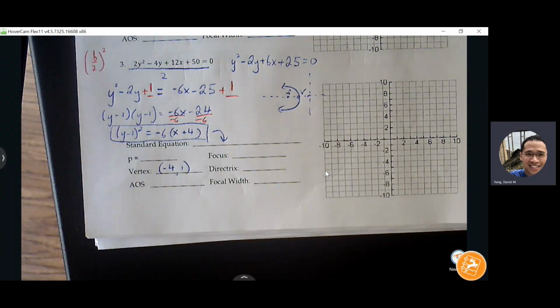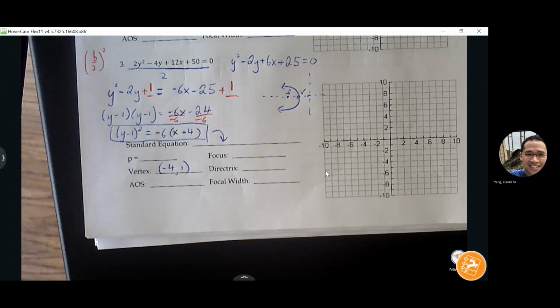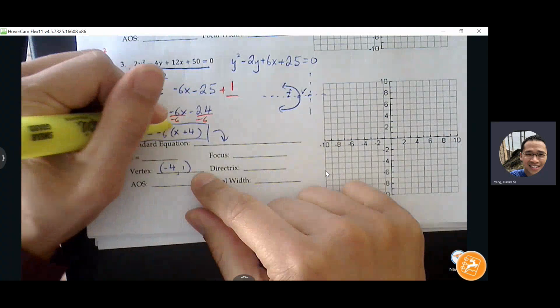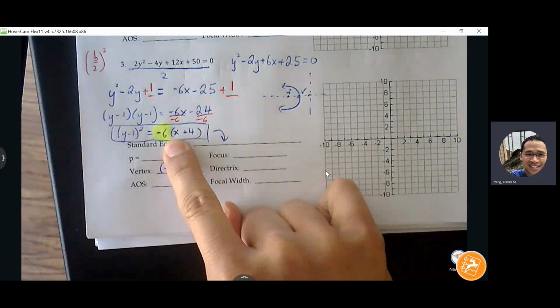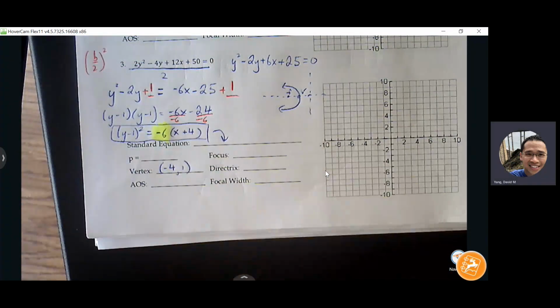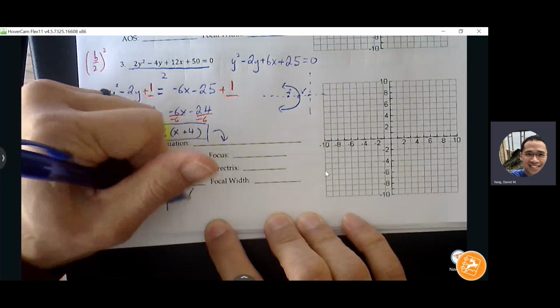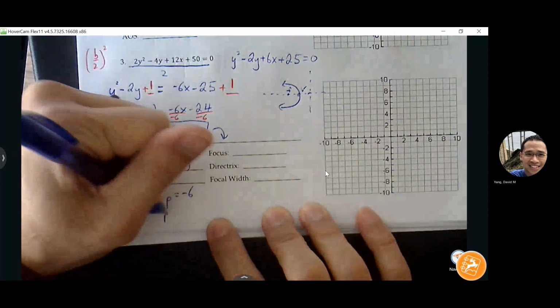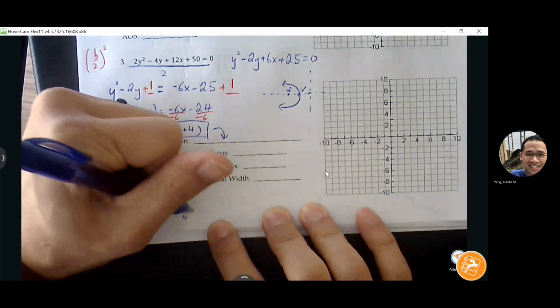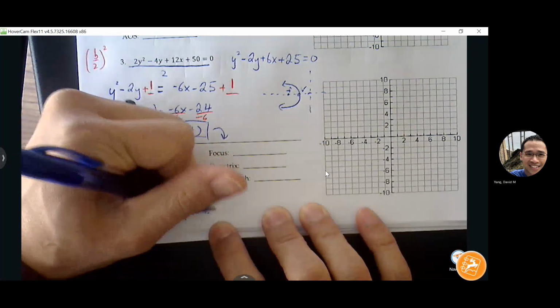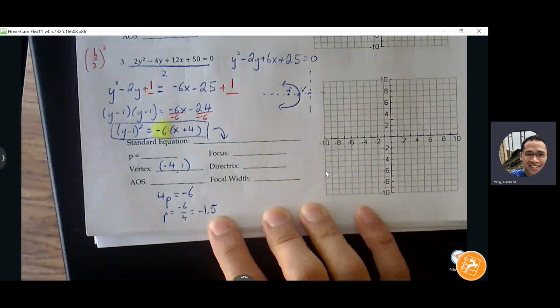Okay, our p-value, we have to get it from that coefficient in front. Do something with this -6. I set -6 equal to what? 4p, yeah. So it's always 4p equal to it. So this is a little messier because it's not going to come out to be a whole number here. Ends up being -1.5.